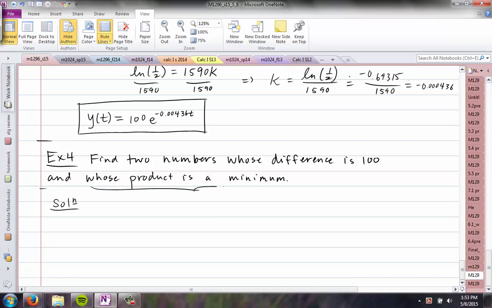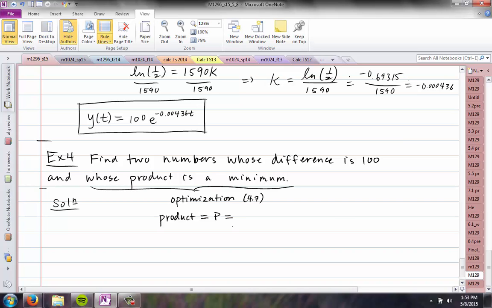Whose product is a minimum is the key here. And so minimum means this is an optimization problem from 4.7, where we covered that. That means our overall equation is going to be for a product, because we want to find numbers whose product is a minimum. The product is a minimum means that we need an equation for the product as our overall equation that we're going to take the derivative of eventually.